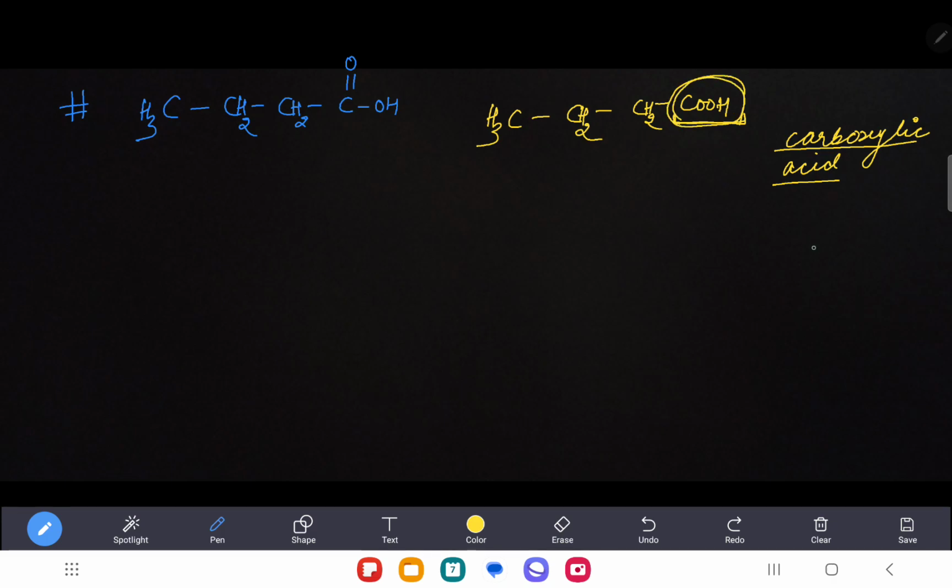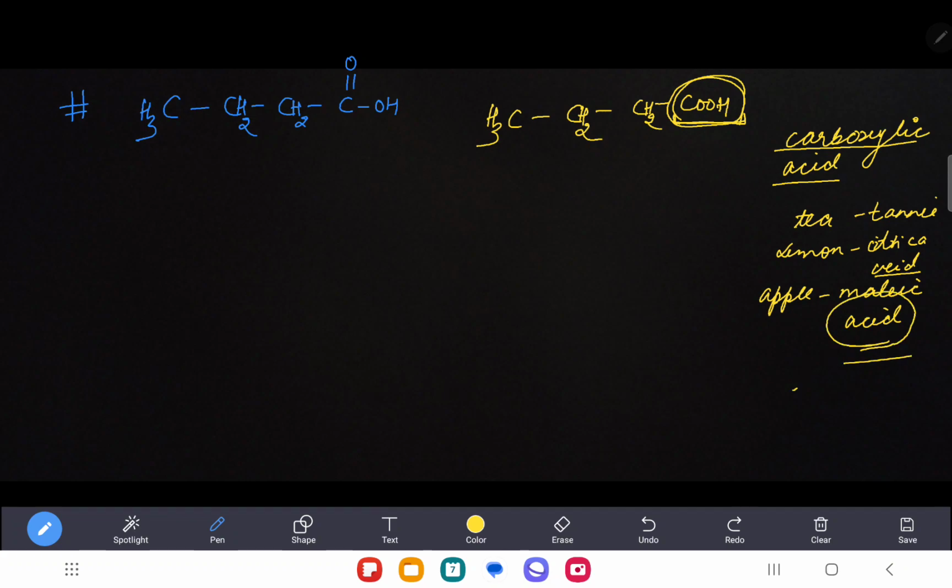Always. For example, you must have heard that tea consists of tannic acid, lemon consists of citric acid, and apple consists of malic acid. So all these acids that you're talking about, by nature, are edible acids. And these edible acids are basically going to be carboxylic acids. Are you understanding? I hope you're understanding my point.